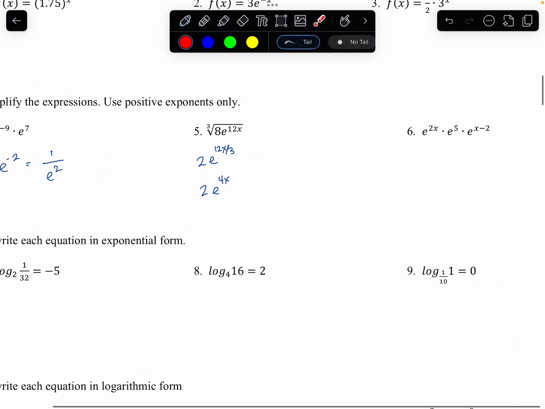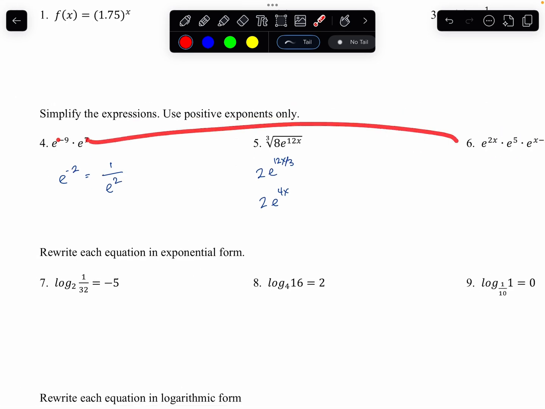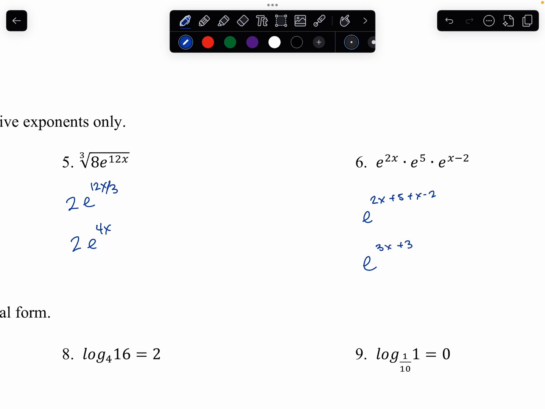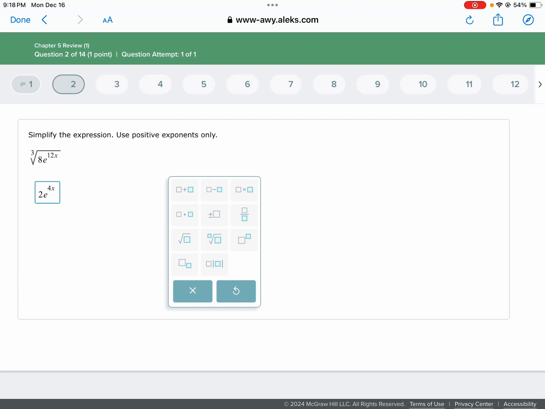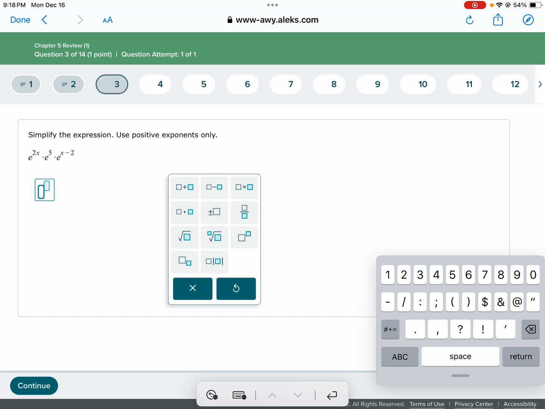For this one right here, this is very similar to the one that we did over here. We're just going to add exponents, and so we can do the same concept here. So this would be e, and then we have 2x plus 5 plus x minus 2, and then we can combine like terms, so 3x and then plus 3, so e to the 3x plus 3. So here we can do an exponent, so e, and then 3x plus 3.